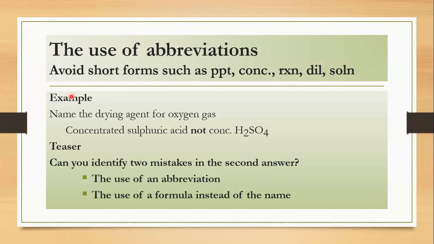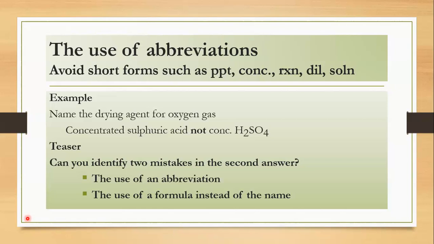Now here we have the use of abbreviations. In this paper, it is a general principle that you do not use abbreviations. So when writing the names of substances, you must avoid abbreviations such as PPT, CONC, RXN to mean reaction, DIL to mean dilute, SOLN to mean solution. Please, you should desist from using those abbreviations. You have to write out the name of the substance in full.